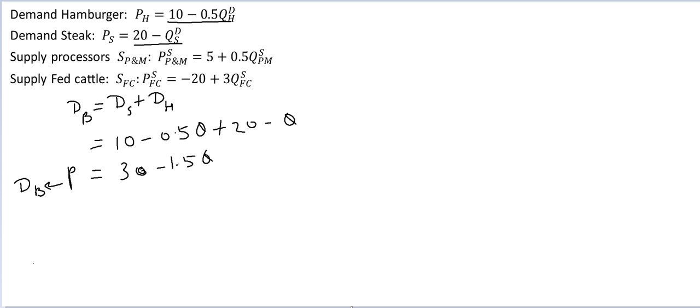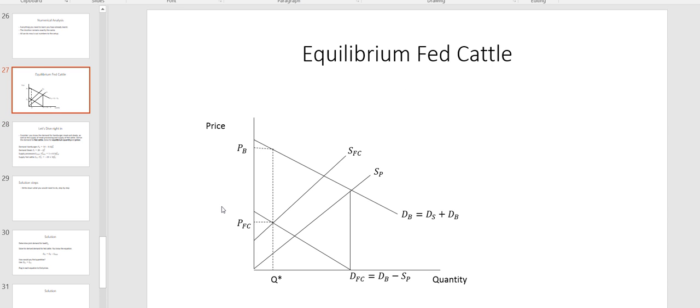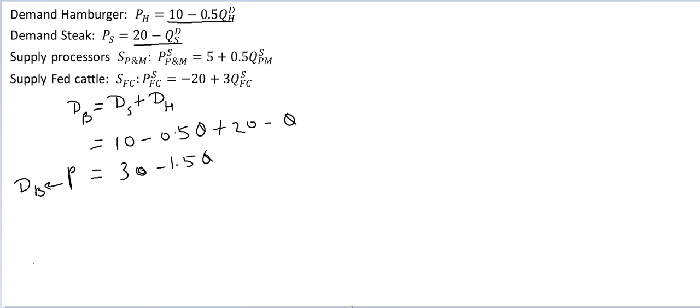Okay, so taking you back to this graph over here, notice that we have just found this demand for beef right over here. So now we have the demand for beef, and you will notice that we already know what the supply of processors is. I have given you what the supply of processors is.